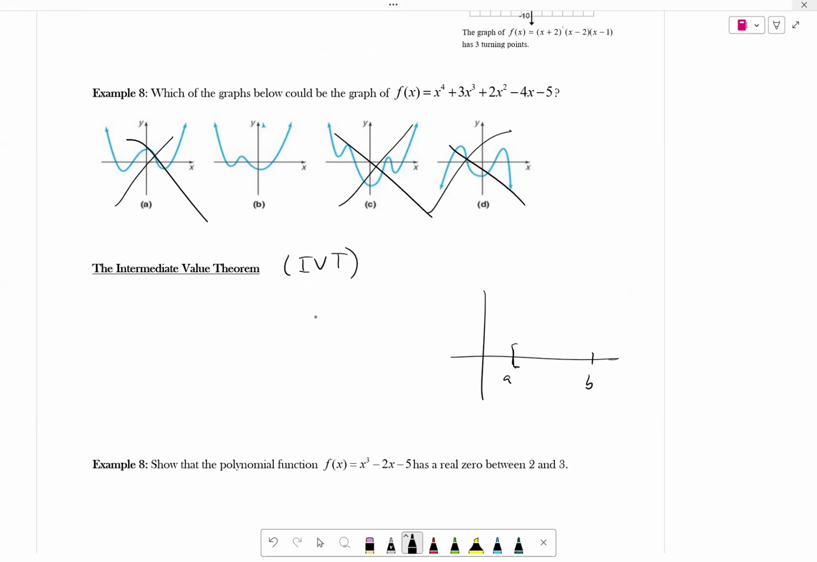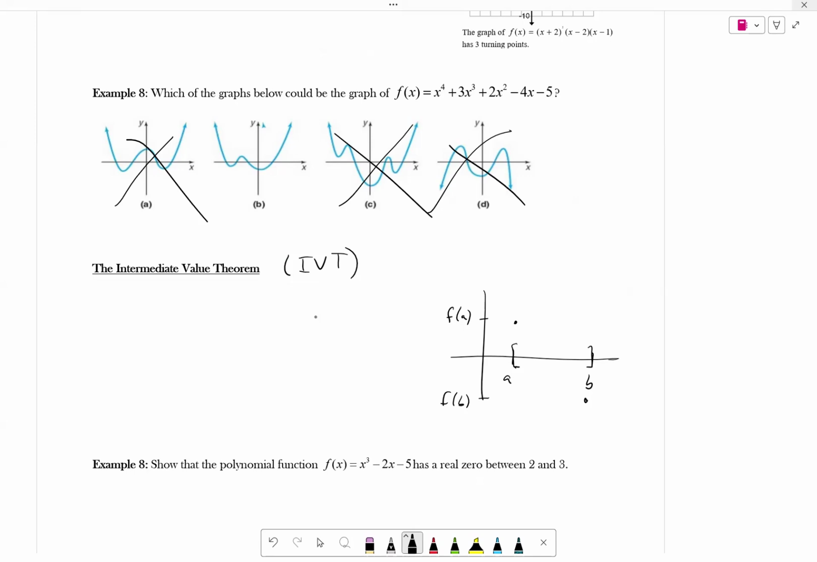It's a closed interval, so I'm going to do this. And I'll say that this is f of a. In other words, I have this point here, and down here is f of b. So if I have these two points on a polynomial, f of a is greater than 0, f of b is less than 0. What do you think is true that's going to happen in this interval?